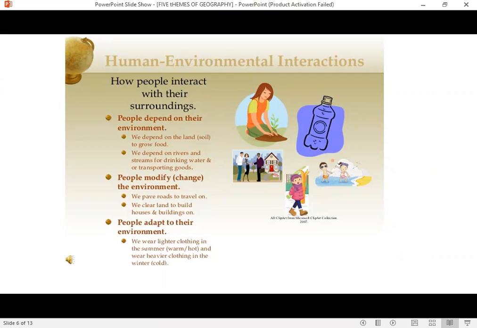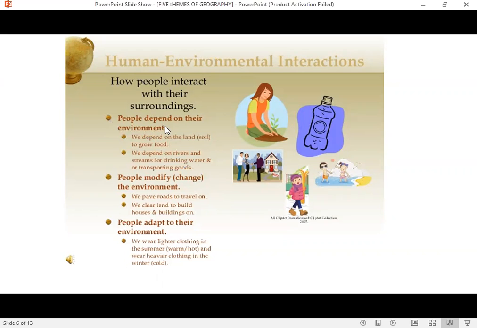Now, remember we said that people depend on the environment, as well as the environment depends on people. Why do we depend on the environment? Because we need soil, we need land, we need to grow food. We need water from the rivers and streams for drinking water and for transportation. Clear? This is the first type of interaction, that we depend on the environment and we need it.